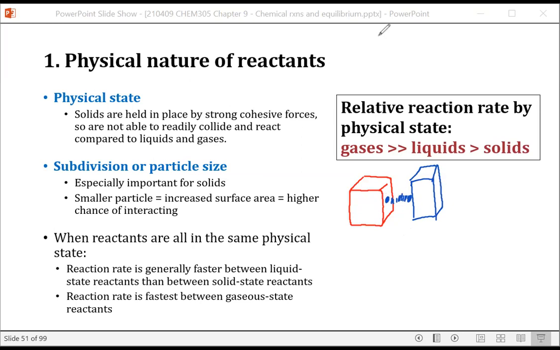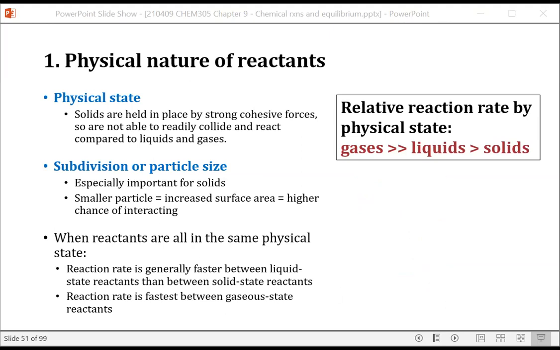But if you break both of these up into smaller pieces, each piece could collide with another piece of the other reactant. Because of this, there are a lot more potential collisions, which means you're likely to get the collisions happening in the right orientation with enough energy to overcome the activation energy to get a reaction. So having smaller pieces, increasing the subdivision of your reactants, can also speed up the reaction rate.